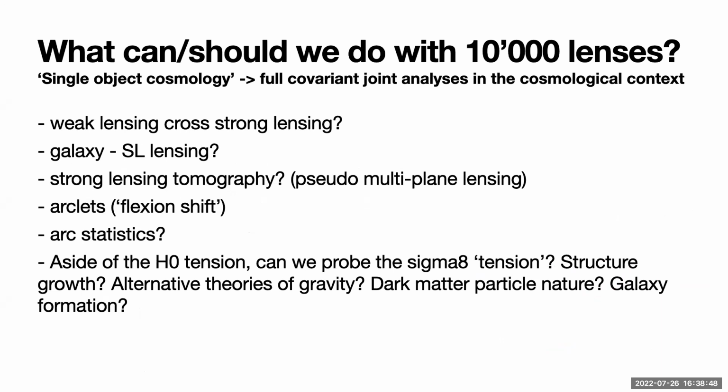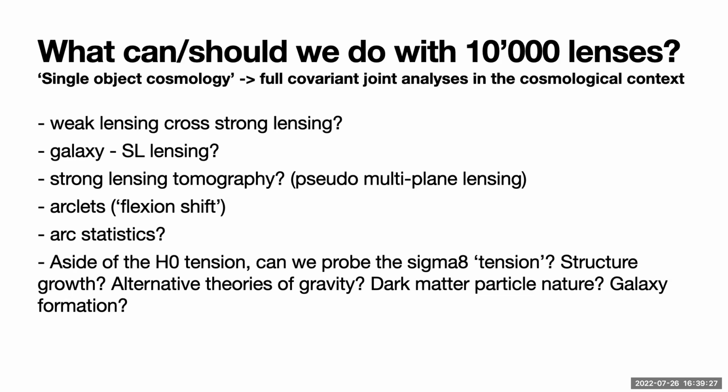And what I want to emphasize is that basically going away from single objects cosmology to full covariant joint analysis in the cosmological context. Think less about the individual lens, but what the sample gives us. And so when you think through in terms of what people have done in weak lensing, large-scale structure, etc., you can think of weak lensing cross strong lensing. So it's not galaxy weak lensing, it's a weak lensing, a strong lensing, as an example. Galaxy strong lensing, it's not galaxy lensing.